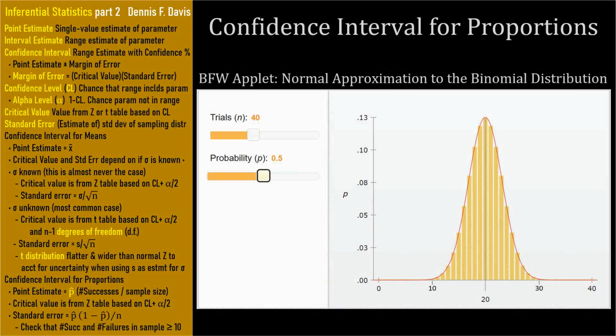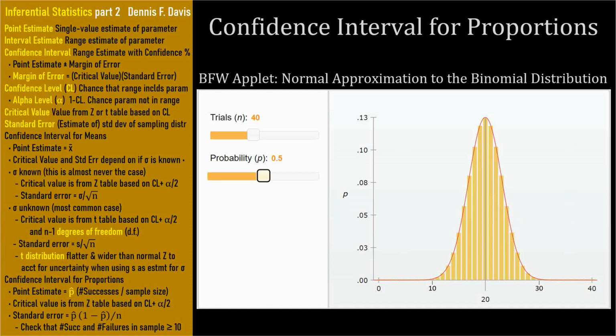Here's another app from the BFW webpage, linked in the description. The yellow bars show the binomial distribution, which is closely related to the concept of proportions. Let me show you how. With these sliders, we set the sample size and population proportion, which is the same as the probability of randomly choosing a success from the population.